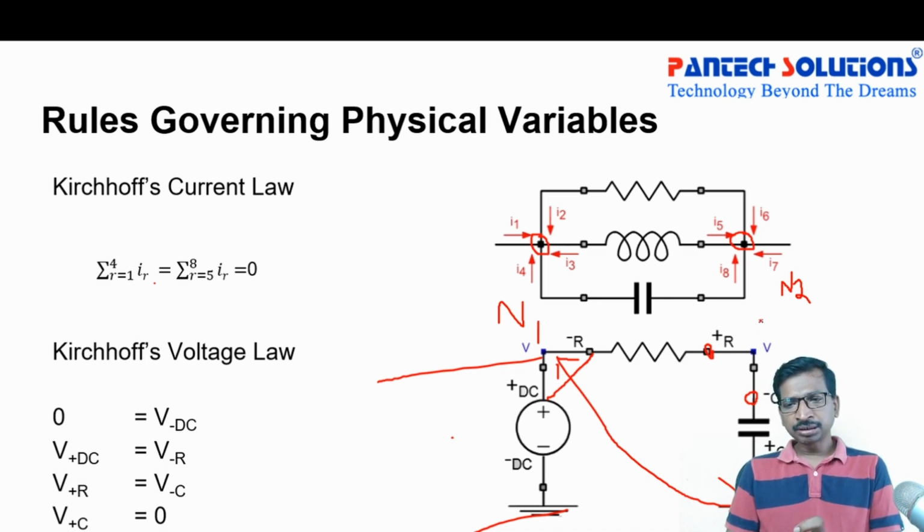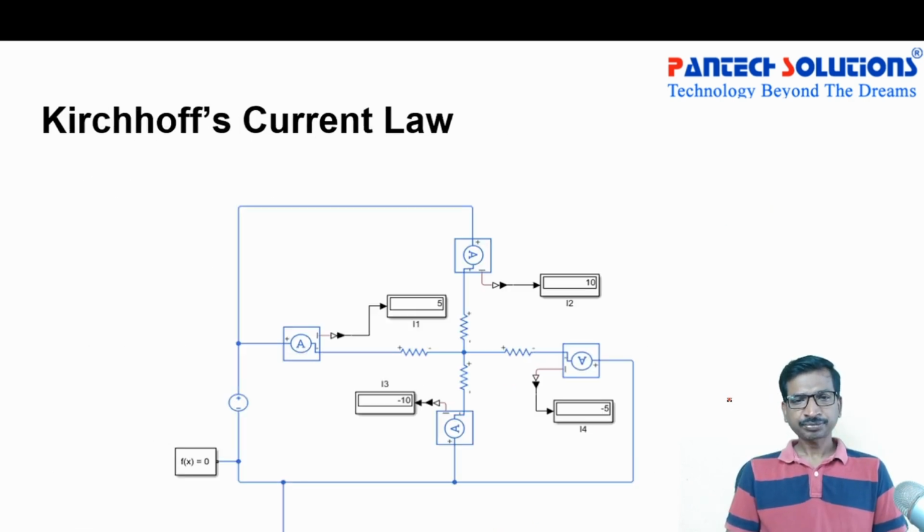So here, suppose let us name it V input, and then let us name it V1 and then V2. So V in is equal to V1 plus V2. Like that we can understand the Kirchhoff voltage law. This is a generalized principle to understand the physical variables. Now let us draw the variable.